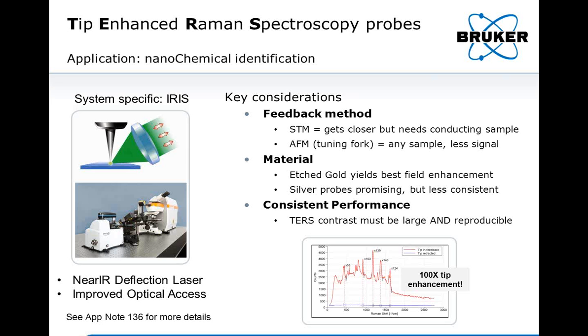The common two types of feedback here are STM and AFM. The enhancement provided by STM tends to be better because the STM probe is able to be brought within closer proximity to the sample surface than the AFM probe. The probes used for TERS are made out of gold or silver for the best plasmon enhancement, which requires low losses and high carrier density. Gold is preferable to silver, as the silver is less durable and less consistent due to tarnishing.